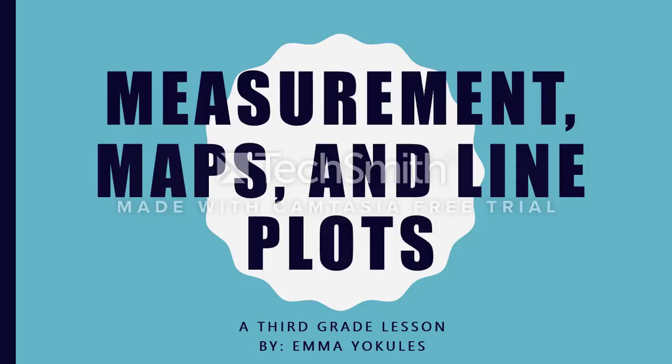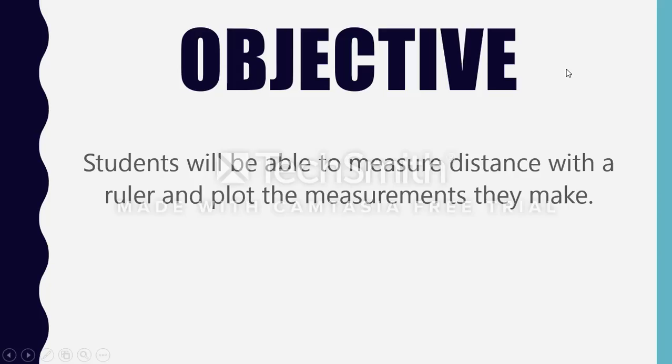Alright, so today we are going to be learning about measurement, maps, and line plots. This is a third grade lesson plan. The objective for this lesson is that students will be able to measure distance with a ruler and plot the measurements that they make. Additionally, students will be able to compare and contrast any measurements that they make on the plot, just as an extension of this objective.